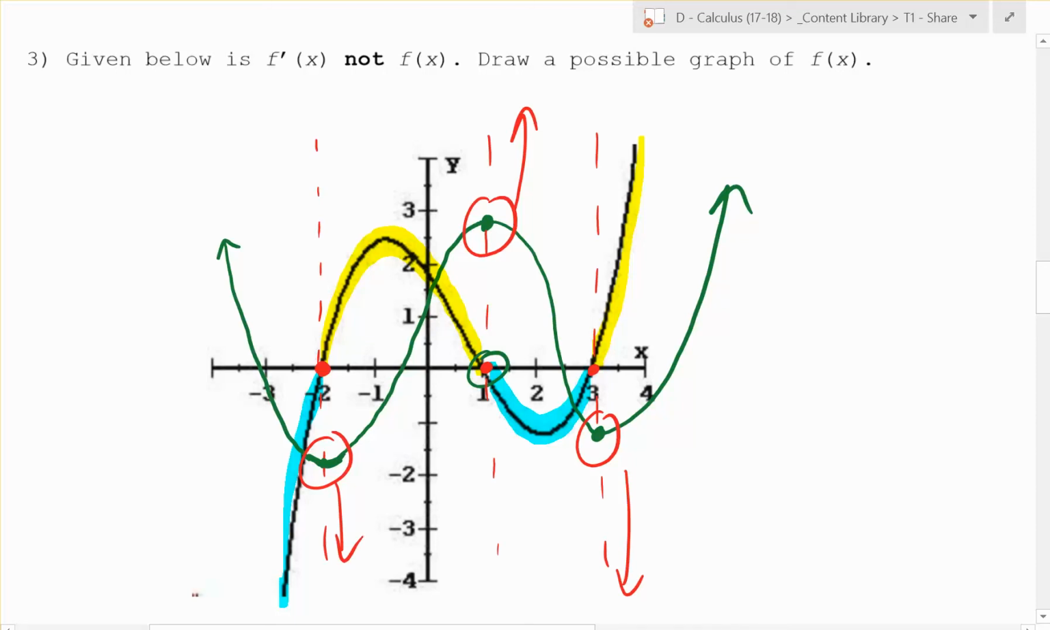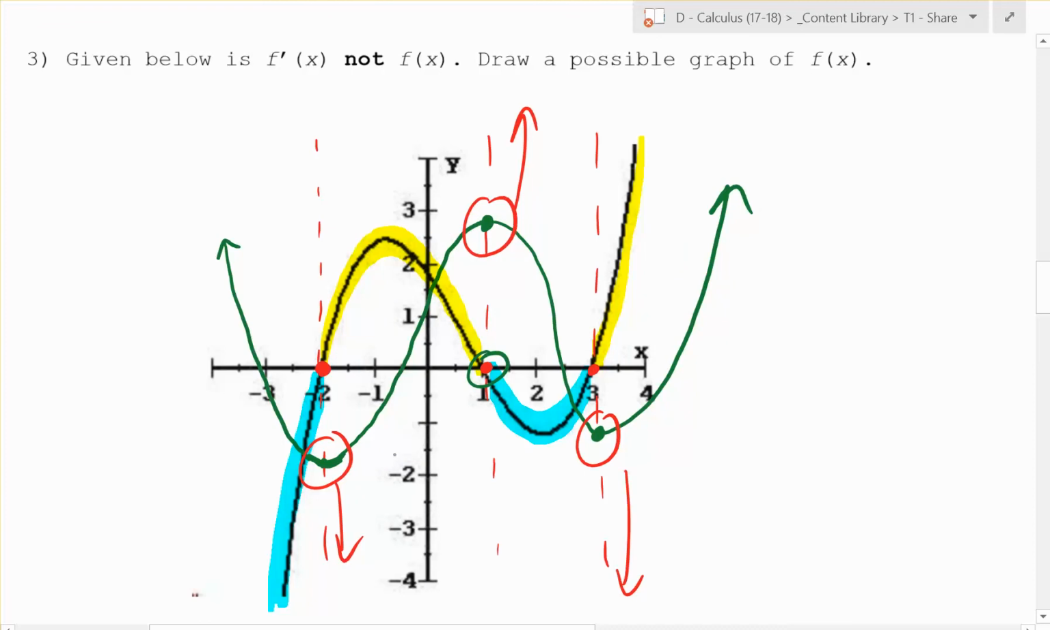But the key thing is, wherever the function is above the blue, it has to be falling, because the derivative is negative here. This blue part right here is below the x-axis on the derivative, meaning the function has to be falling. So the function is falling here and it's falling right there. The yellow is where the derivative is positive, so that means the function has to be increasing. So the function is increasing here and there, wherever it's correlating with the yellow part.